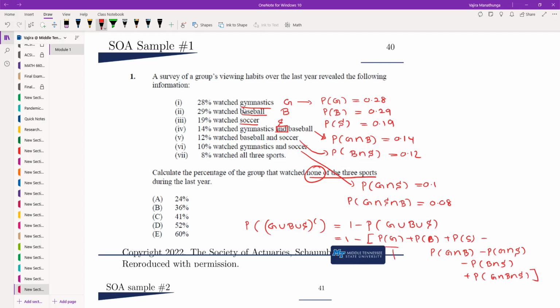You know the values from the problem: 0.28, 0.29, 0.19, then 0.14, 0.1, 0.12, and 0.08. Once you do this calculation, you should get the answer of 52%. Let's go to the next problem.